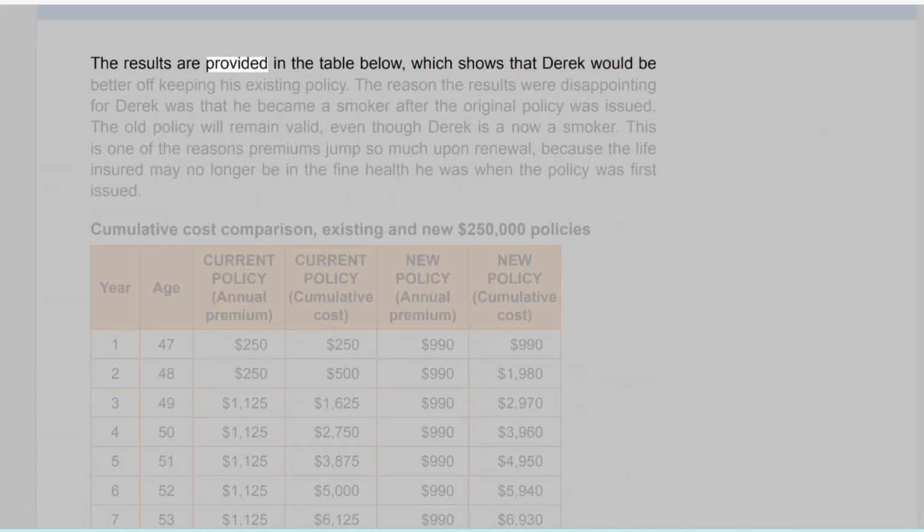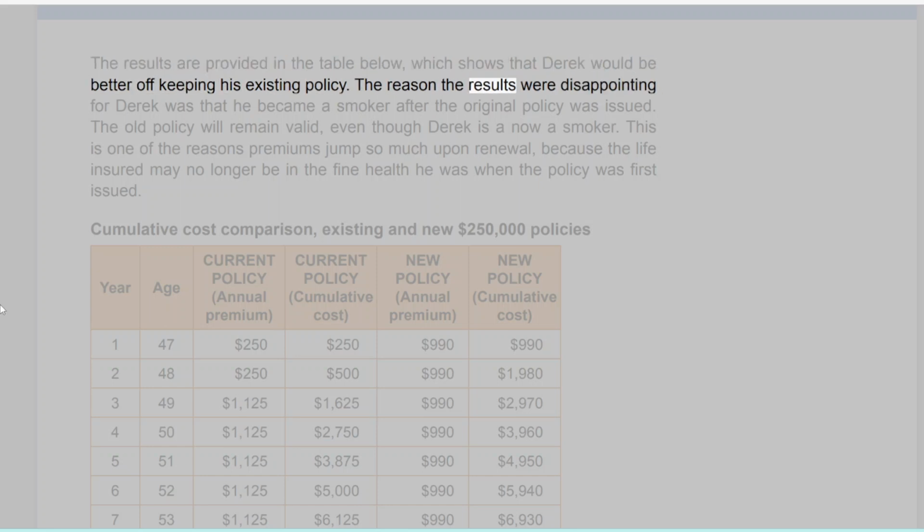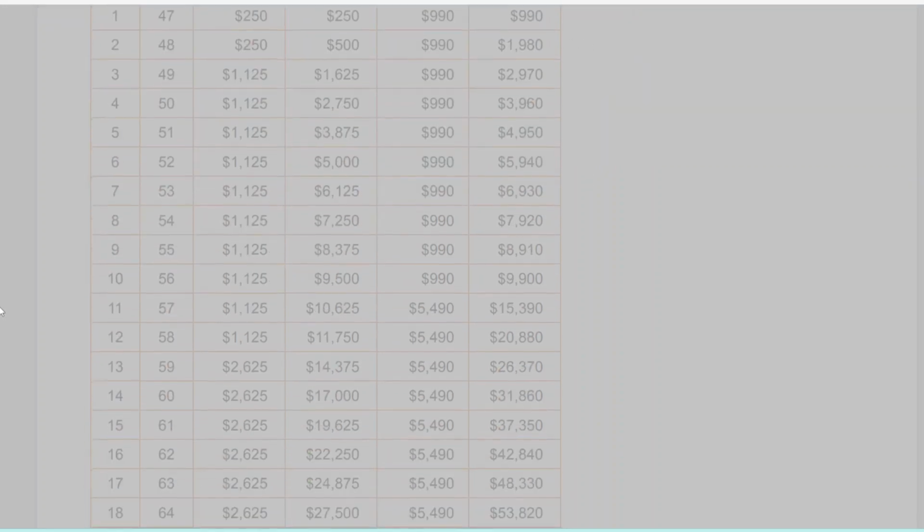The results are provided in the table below, which shows that Derek would be better off keeping his existing policy. The reason the results were disappointing for Derek was that he became a smoker after the original policy was issued. The old policy will remain valid, even though Derek is now a smoker. This is one of the reasons premiums jump so much upon renewal, because the life insured may no longer be in the fine health he was when the policy was first issued.